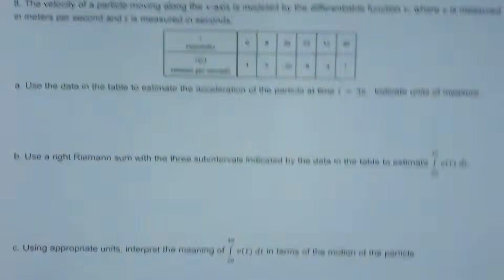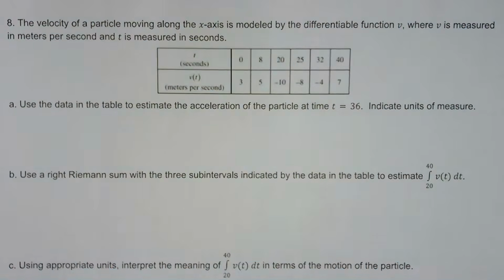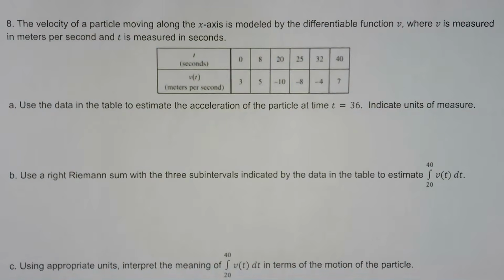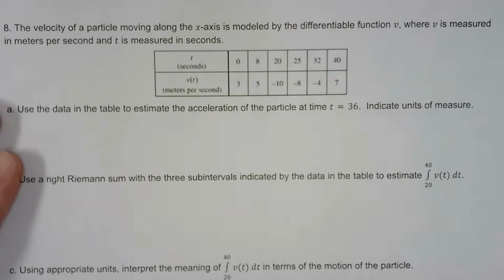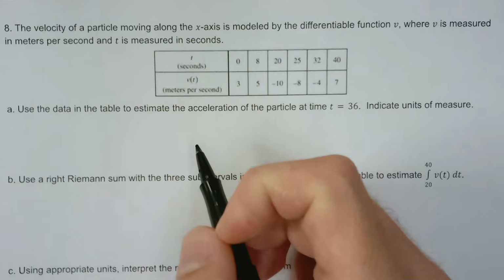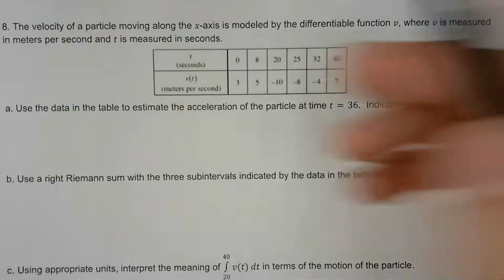I have to go find my next pages. Printed out of order. Okay, there we go. Number 8. The velocity of a particle moving along the x-axis is modeled by the differentiable function v, where v is measured in meters per second and t is measured in seconds. Okay, so I'm just going to do some position, velocity, acceleration work. Let's see. It needs to refocus. Maybe it's a little better.